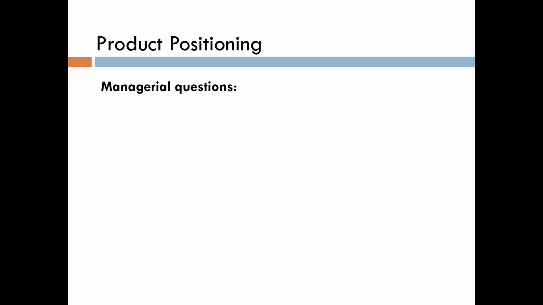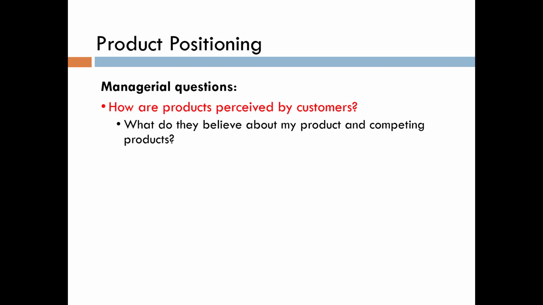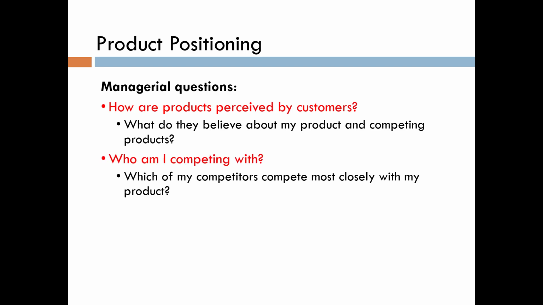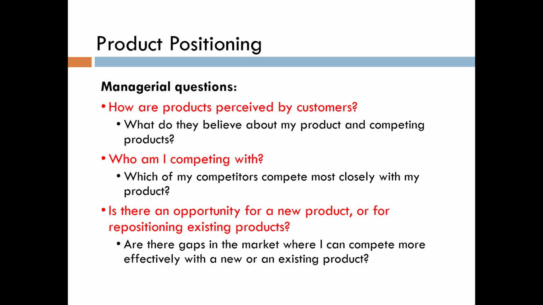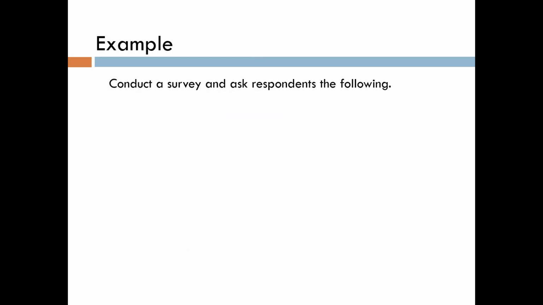The questions we are seeking to answer with perceptual mapping are: how are products perceived by customers? What attributes do they believe these products have? Who am I competing with? That is, which of my competitors compete most closely with my product in consumers' minds? Is there an opportunity for a new product or for repositioning existing products? That is, are there gaps in the market where I can compete more effectively?